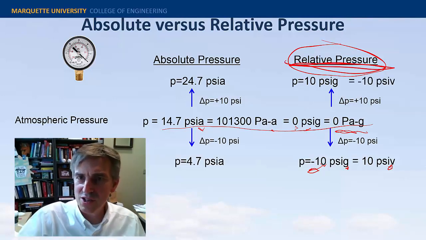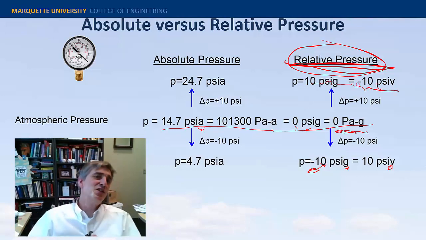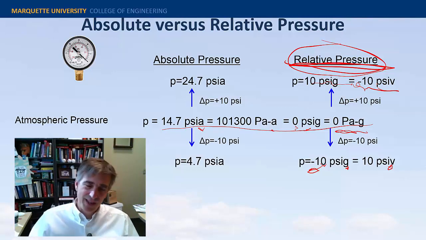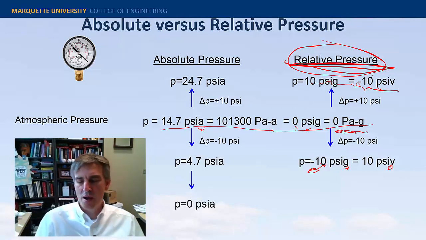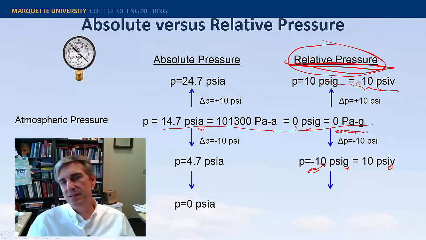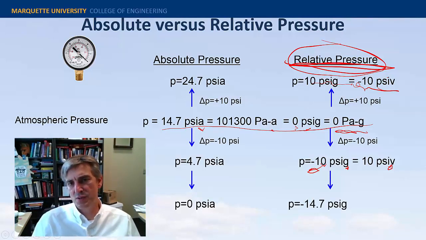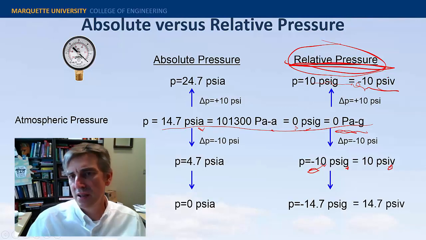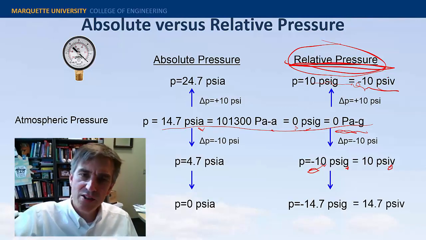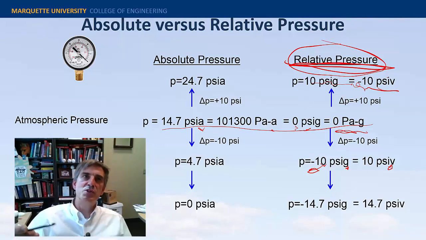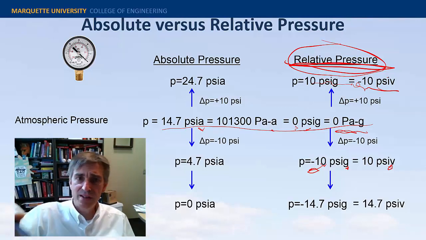So vacuum pressure and gauge pressures are both part of the relative pressure scale. So it's awkward because I could change the sign of this minus 10 psig, and this would be 10 psi vacuum, which would actually be below atmospheric pressure. So it's confusing, but it's not that bad. If I were to lower the pressure all the way to 0 psia, no molecules in the box, then the relative pressures would be minus 14.7 psig and 14.7 psi vacuum.